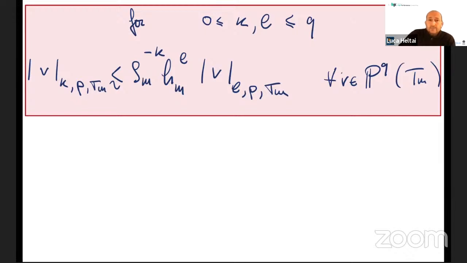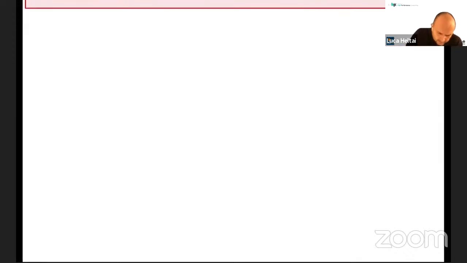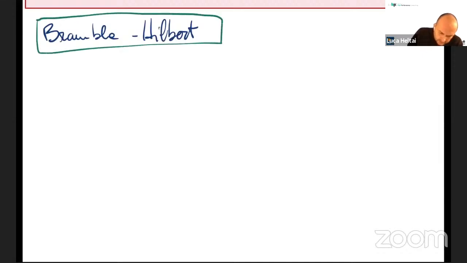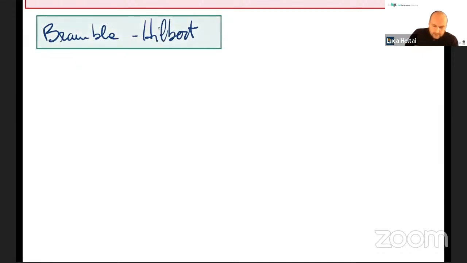the most famous result that should be used in this case, the so-called Bramble-Hilbert lemma. And the Bramble-Hilbert lemma can be stated in the following way. So Bramble-Hilbert, and this is the plan for today's lecture, and will contain also some details about the Deny-Lions lemma, which is used inside to prove the actual Bramble-Hilbert. So Bramble-Hilbert says the following.